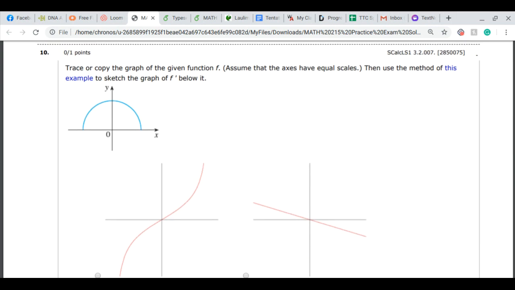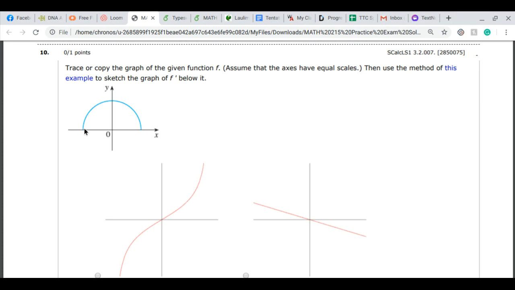Trace or copy the graph of the function f. Use the method of this example to sketch f prime below it. Here is the upper half of a semicircle. Let's look at what f prime is doing. Let's look at the slope. At the top here, you notice it's the top of a hill, so f prime should be zero.